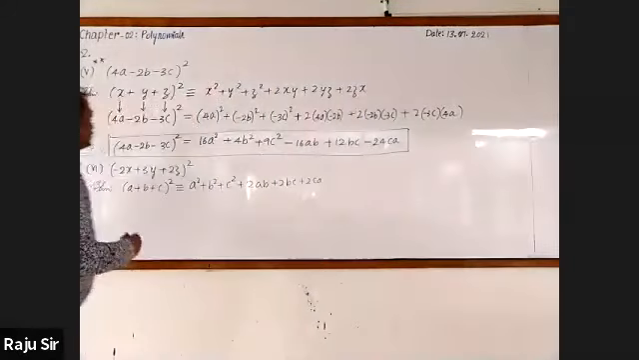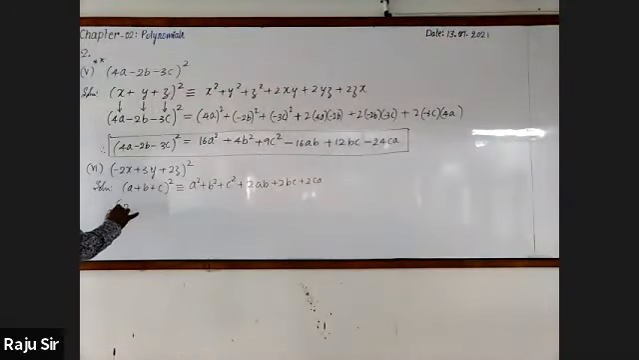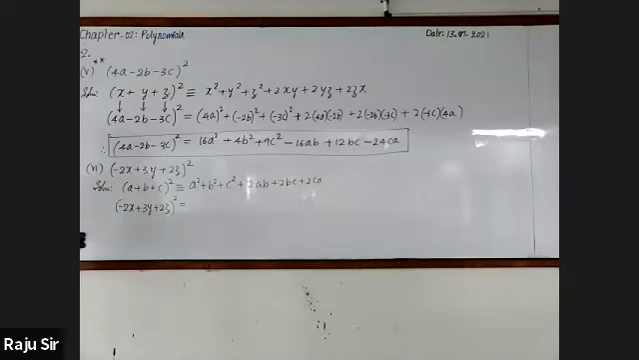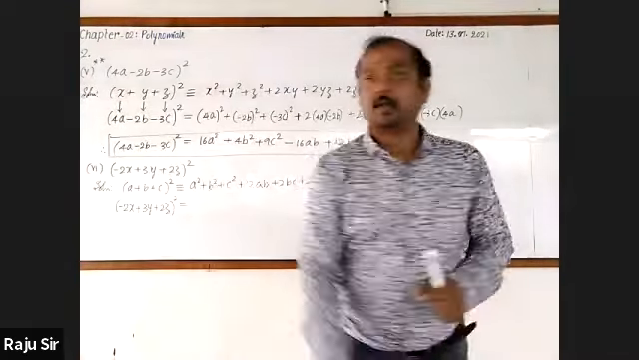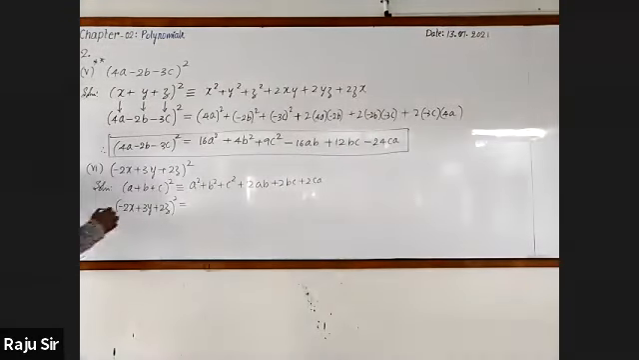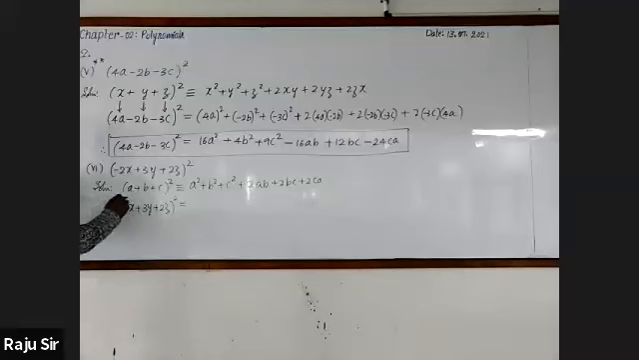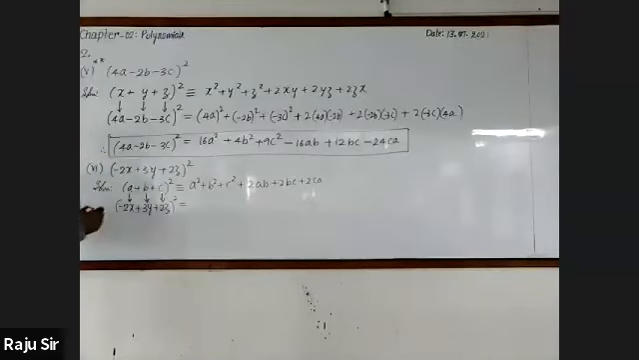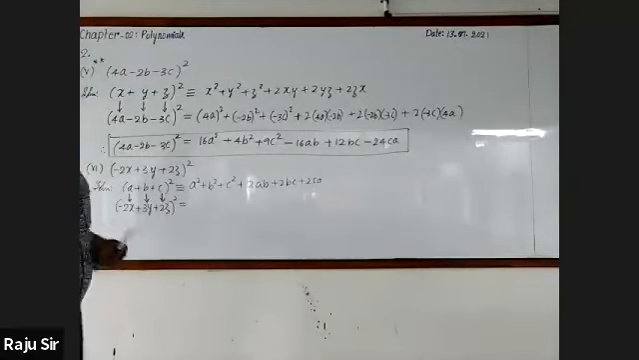Now I'll write the given statement. It is minus 2x plus 3y plus 2z whole square. Prithvi, tell a, b and c values. a is equal to minus 2x, b is equal to 3y, c is equal to 2z. Now let us go for substitution.